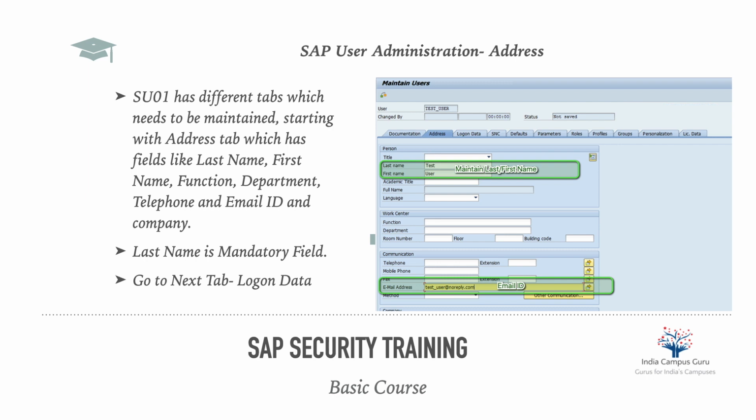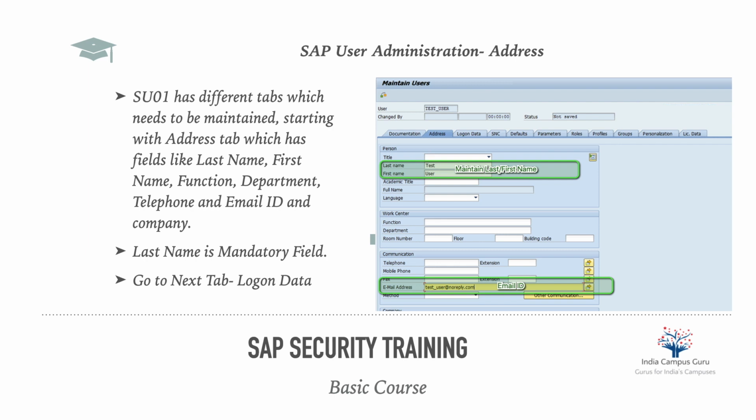Then you can see there are different fields like the title. The full name auto-populates once you enter the first name and last name. For language, you can maintain the language for the user. It can be English or any other language you want the user to work in. Then function and department. Suppose the user belongs to the IT department, you would put IT as the department. Or maybe the function is that he's an SAP security consultant or an SAP basis consultant.